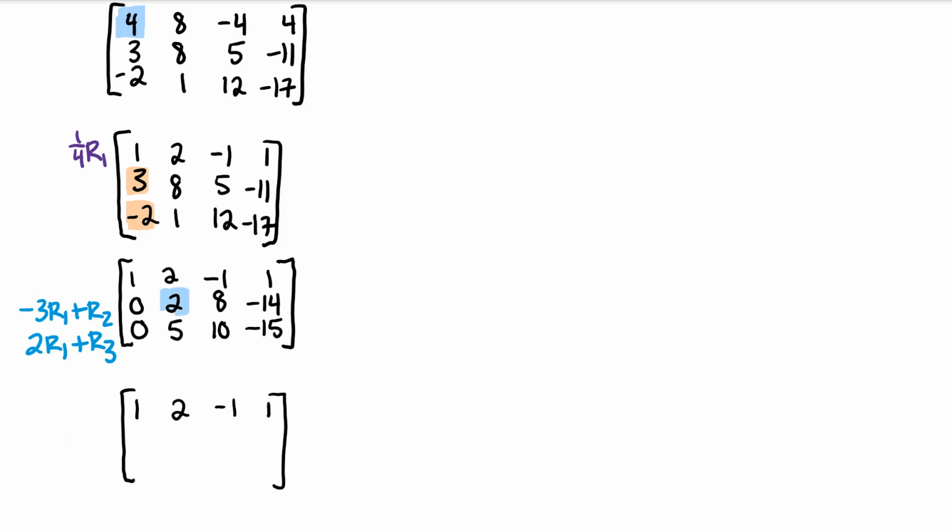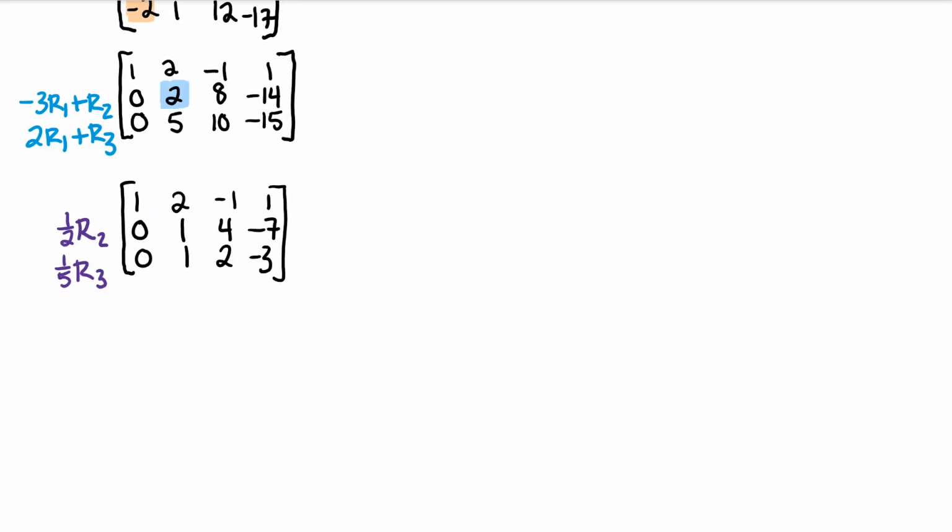Now the entry in the second row, second column needs to be a 1. Unfortunately, this equation is divisible by 2, so I'll multiply row 2 by 1/2. But I also noticed that row 3 is all divisible by 5, so I'm going to multiply row 3 by 1/5 just to get smaller numbers. Now I can simply multiply row 2 by -1 and add it to row 3.